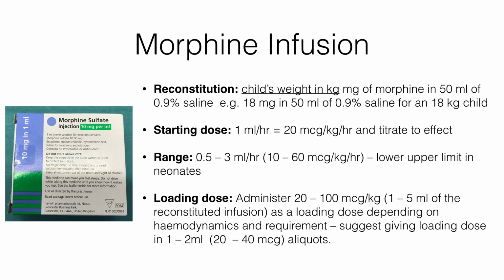With any of the infusions, you do need to give a loading dose rather than just starting the child on the maintenance dose. With the morphine, your loading dose varies somewhere between about 20 and 100 micrograms per kilogram, or 1 to 5 mils of the reconstituted infusion if you're making it up as I've told you. How much of that you give depends on the child's requirement and also their hemodynamic status. What I tend to do is give the dose in 1 to 2 mil aliquots of 20 to 40 micrograms at a time and titrate that to effect.